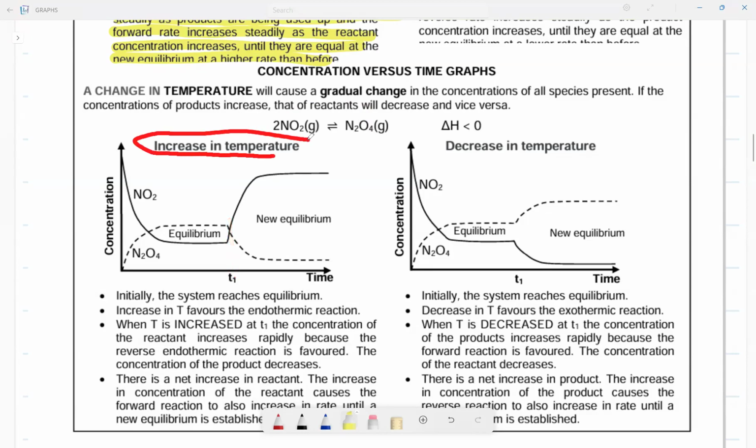We are told that there is an increase in temperature. Remember, I said put heat on the side. If this is less than zero, it means it is plus heat on that side. Put heat on that side. How does putting heat help you? It helps you say, okay, there was an increase in temperature, meaning we increased this side. So what will the system do? The system will try to reverse that. It will favor the reverse reaction, because if there is an increase, it will say, let us transfer the heat to the other side. Then the reverse reaction is favored.